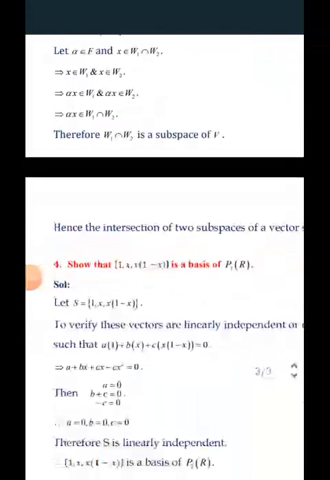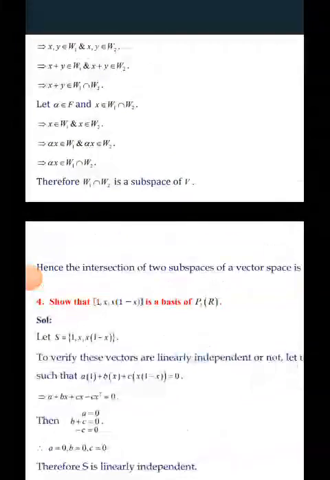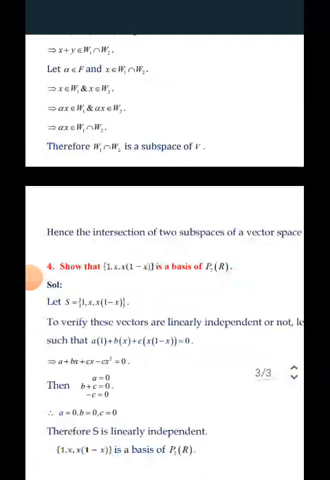Next, one problem. Show that 1, x, x into 1 minus x is a basis of P2 of R. We need two conditions for a basis: one is linear independence, and the other is that the subset generates the whole vector space P2 of R. Now let us check whether these two conditions are satisfied for the set. From this problem the set is taken as S.